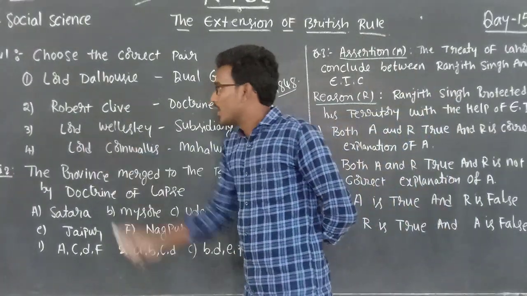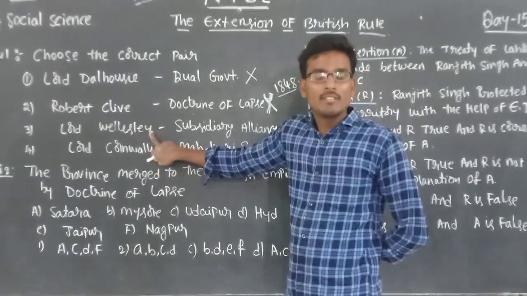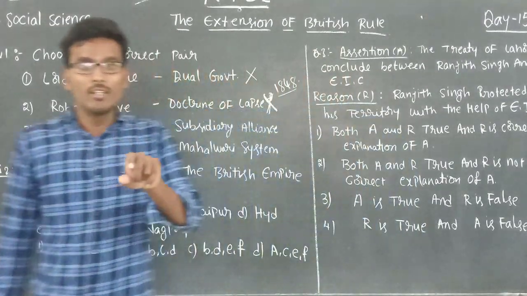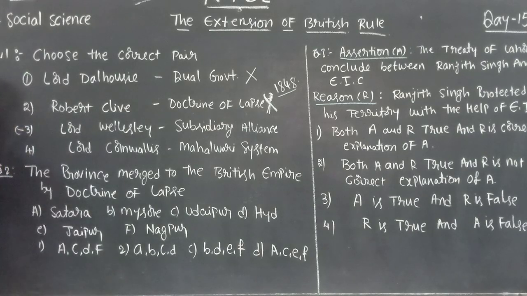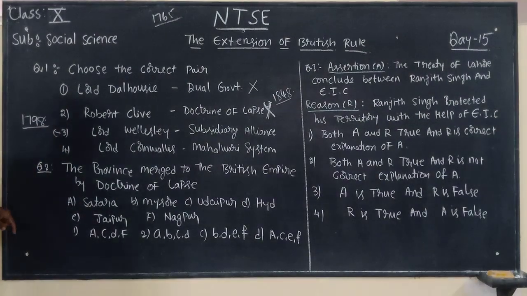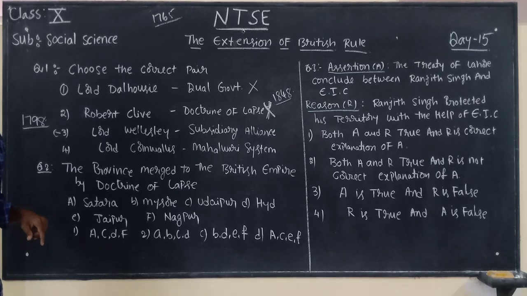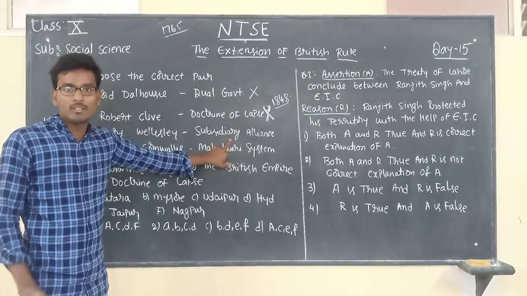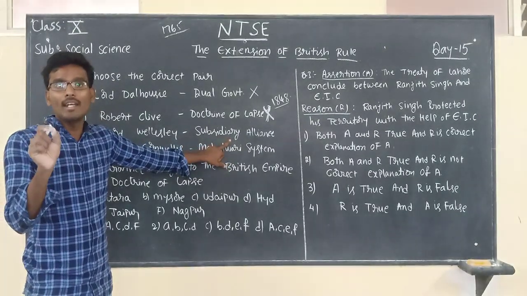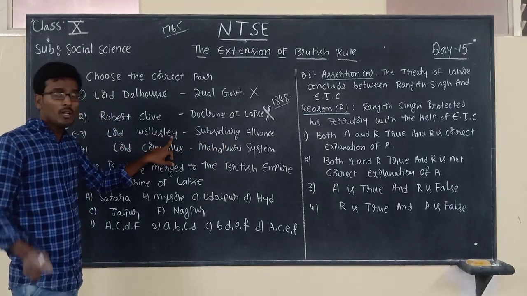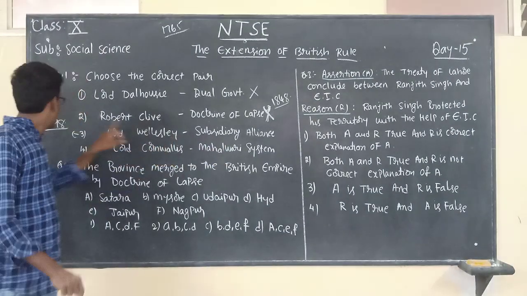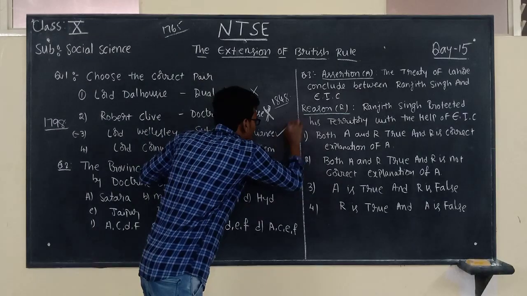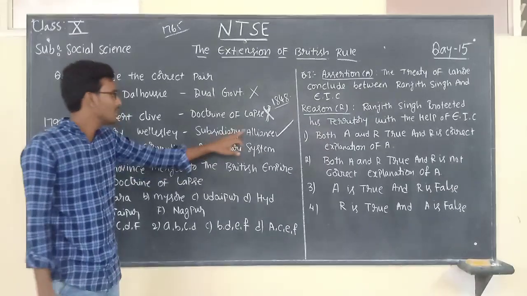Okay. Third one, Lord Wellesley. Who is Lord Wellesley? Lord Wellesley is a British Governor General who came to India in the year 1798. In the year 1798, he arrived in India. So what did Lord Wellesley introduce? Subsidiary alliance. So the correct pair is given here. Lord Wellesley, who arrived in India as Governor General in 1798, introduced the subsidiary alliance. So the third one is the right one.